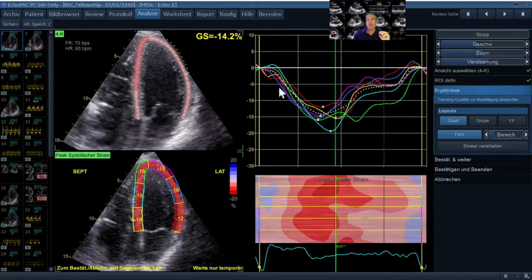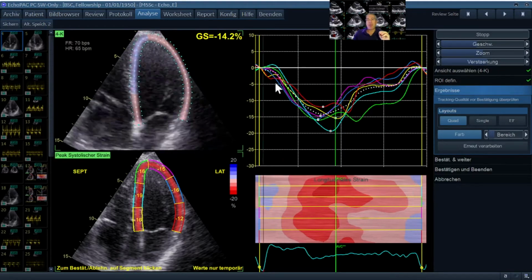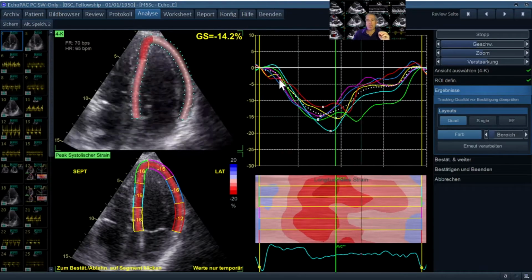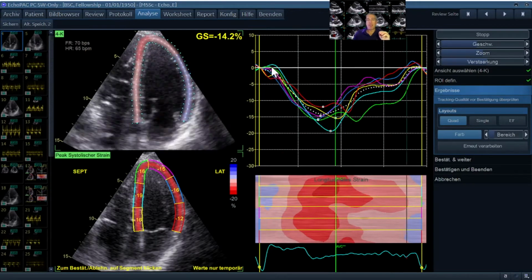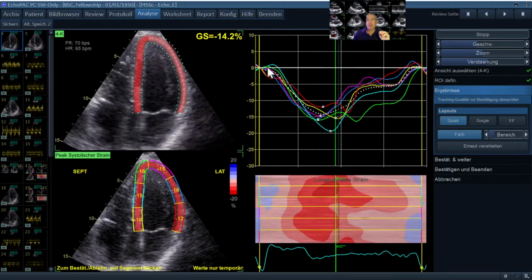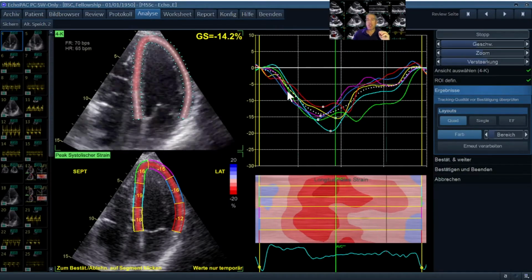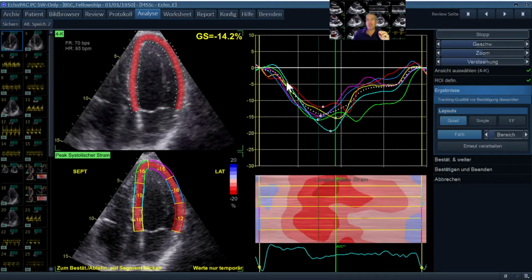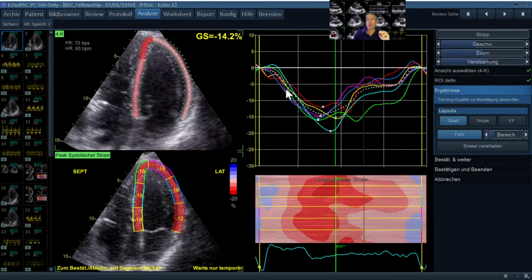And when we try to see, is there any dyssynchrony? No, there is not much. All the segments are practically shortening, and that is below zero. That's the shortening in the longitudinal direction, the contraction during systole. They are shortening almost at the same time.